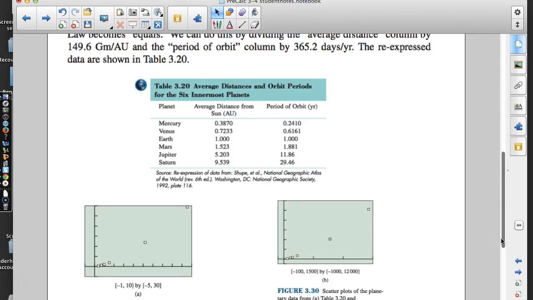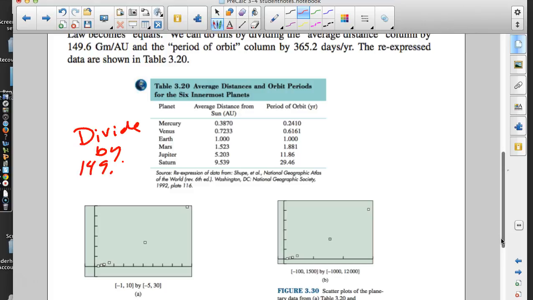So what they did was they went ahead and divided all of this information according to Earth. So this was all divided by the astronomical unit box up there. It's so tiny, 149.6. So all of this data was divided by 149.6. Now, just looking at that column, everybody, what just happened that was really good about that? Earth is 1, and they're small numbers.